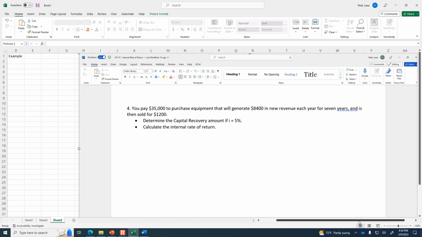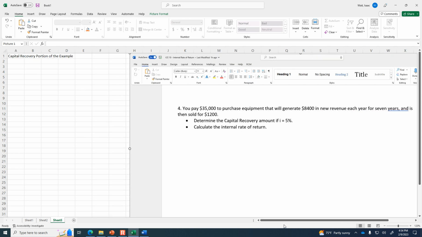There's a function in Excel that will save us the trouble of having to find a given P at some interest rate for some N. This is what we would use if we were calculating our own factor or looking up the factors from the tables, but we've never done it like this in Excel. So if we want to find a given P, there's a function that will allow us to do that.